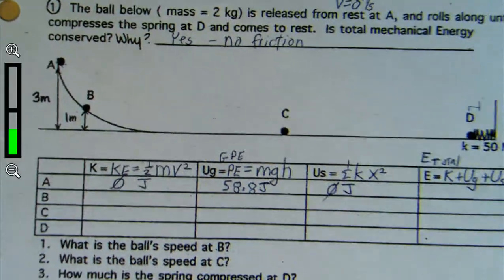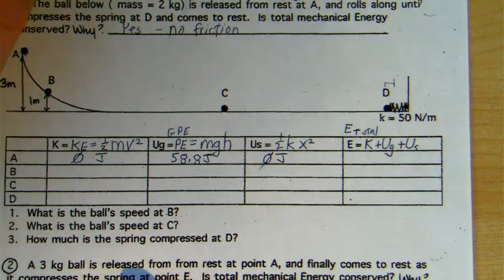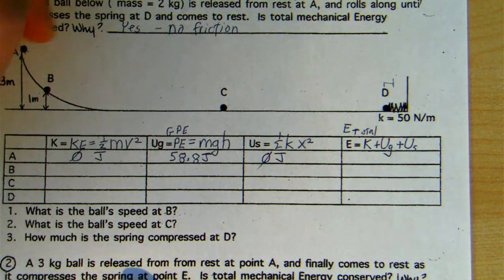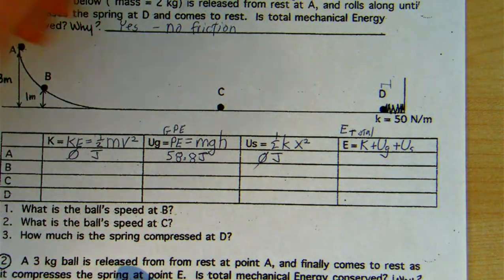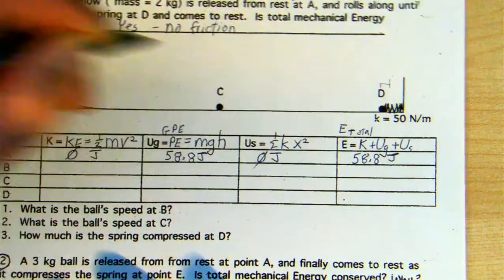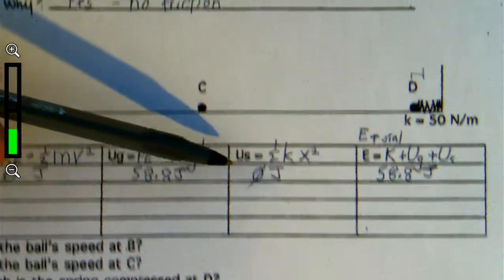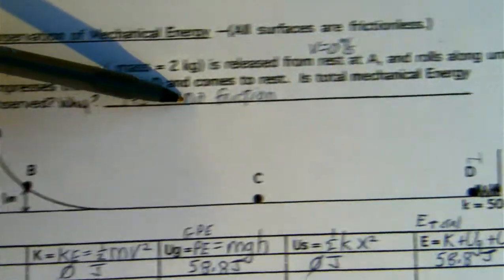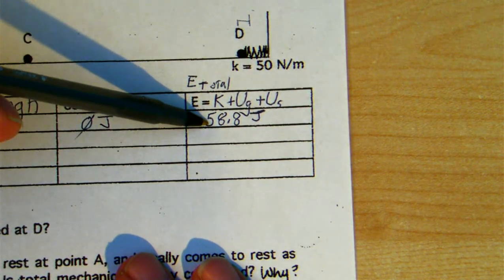All right. And finally, what is the total energy in this problem, Tony? No units. Joules? Oh my goodness. 58.8 joules. All right, children, now put your thinking caps on. Mechanical energy is conserved because there is no friction. The total energy at point A is 58.8 joules.